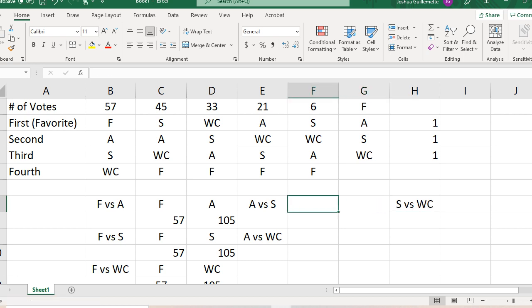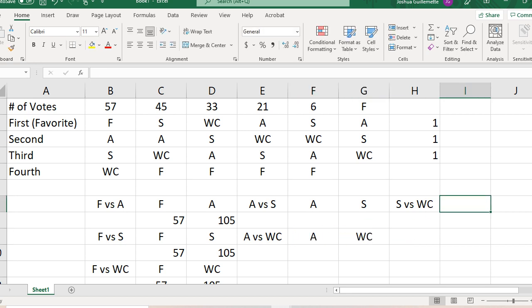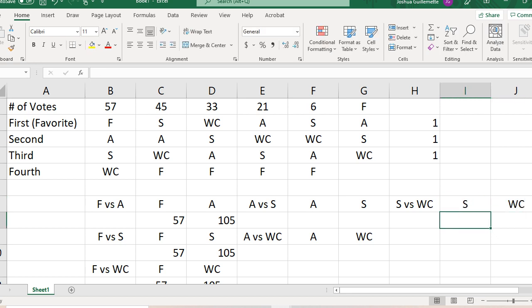Alright. So now I'm gonna have Arrow versus Supergirl. And I'm gonna have Arrow versus White Canary. And then over here we're going to have Supergirl's votes versus White Canary's votes. Alright? So how does Arrow do versus Supergirl?